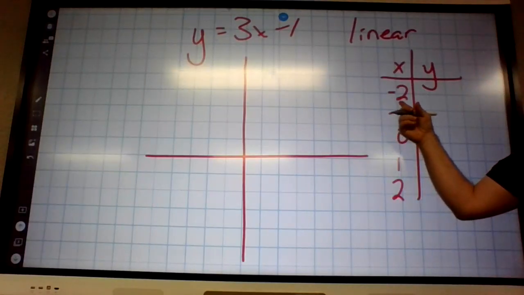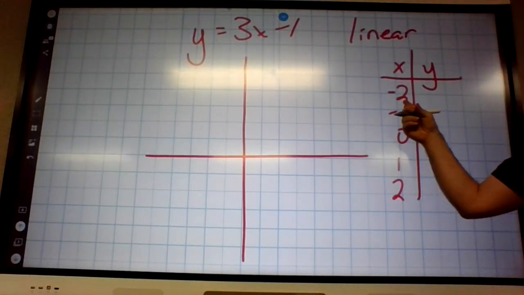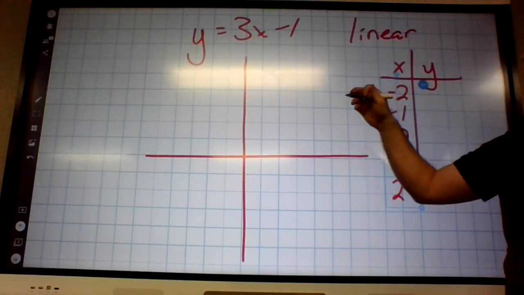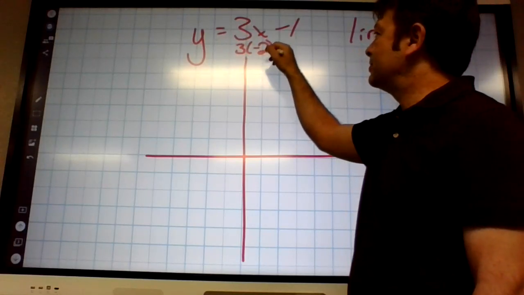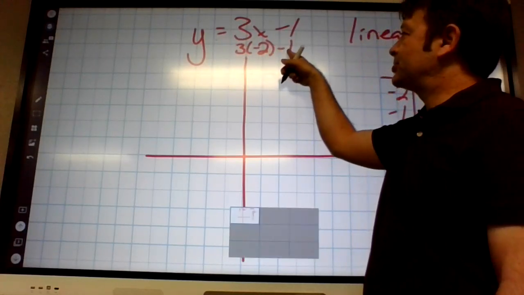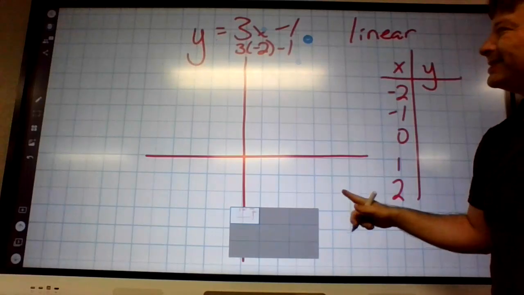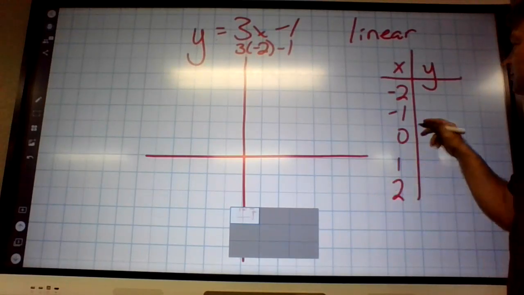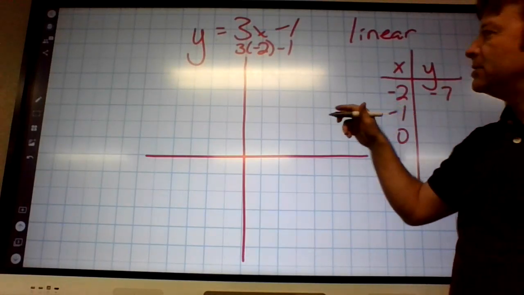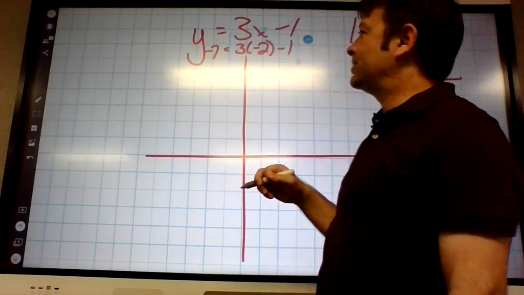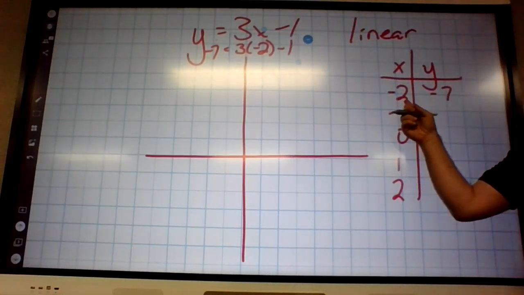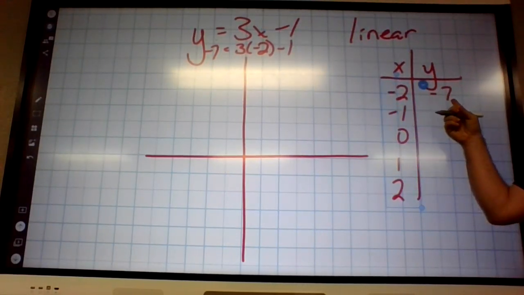Oh, we did this last year. So what is y going to equal when x is -2? 3 times -2 minus 1, -5, -7. Okay, -7. So when x is -2, y is -7. So on the graph, that's going to be the point -2, -7.